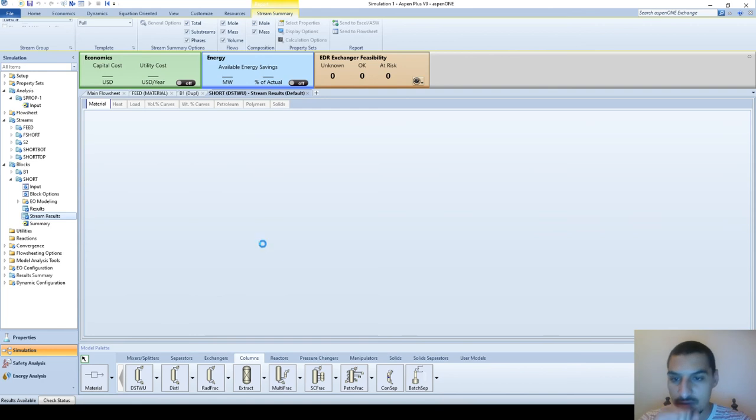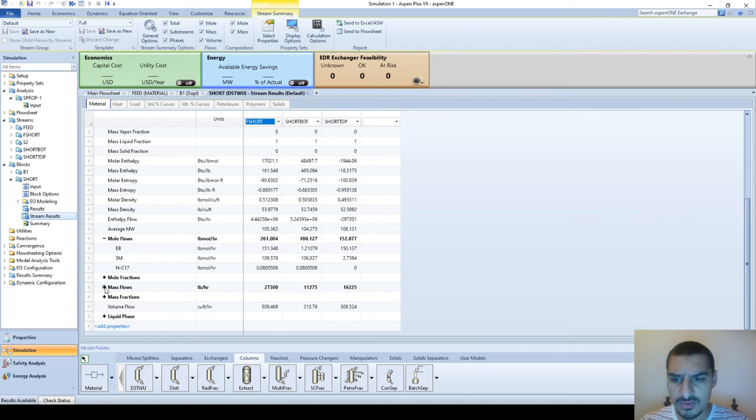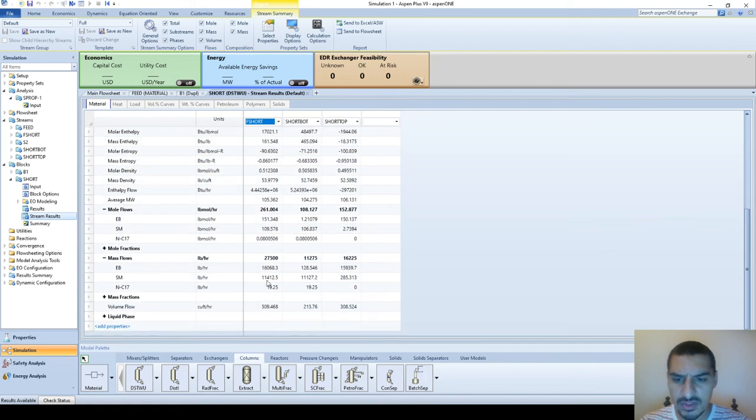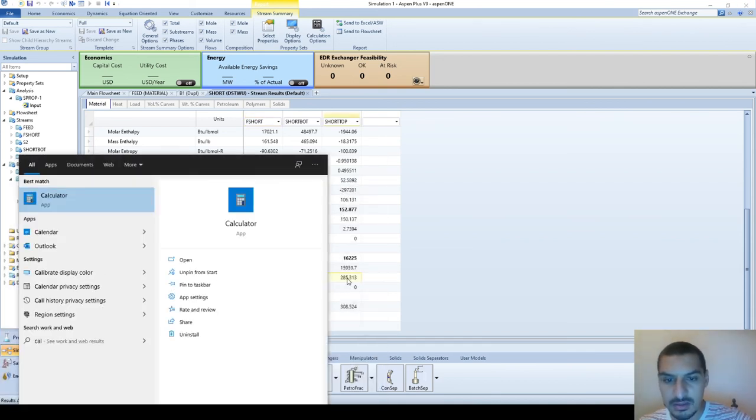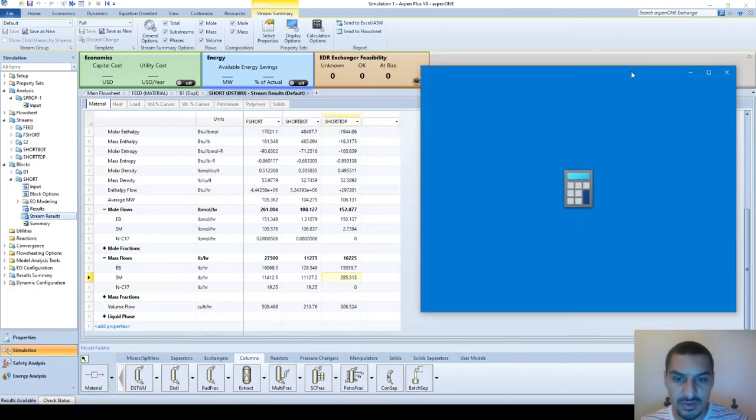And for the stream results, we can find the mole flows, or let's go for the mass flows because we're working with mass flows or mass fractions. These are the feed components. You can see that for the bottom, actually all the NC17 is recovered in the bottom product. None of it is in the top product. For the styrene monomer, let's do the calculations and see how much recovery we achieved.